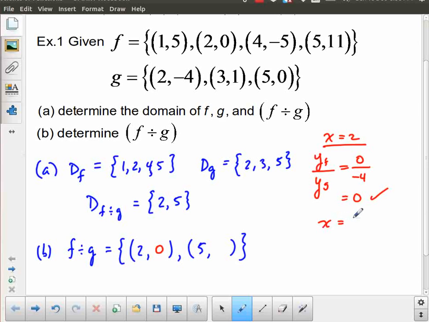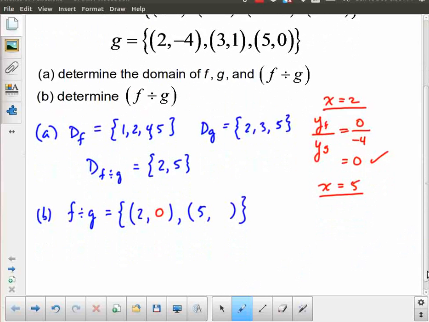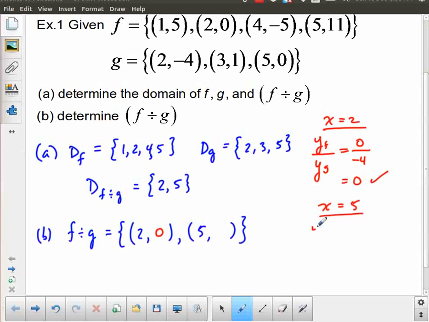When x is equal to 5, if this is the last one we're looking at, then if something's going to go wrong, it's going to go wrong here. So my y value of f over my y value of g is equal to the y value of f for x equal 5 is 11, and the y value of g for x equal 5 is 0. And 11 over 0 is undefined. So we don't have a value that we can associate with that. And it's not correct to do something like this.